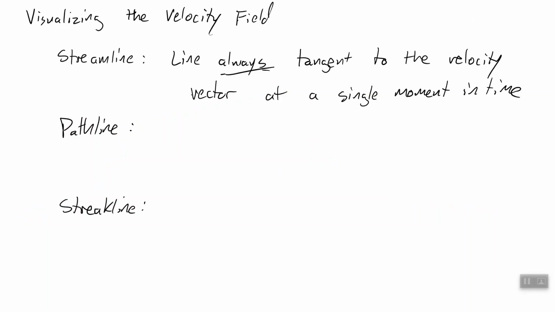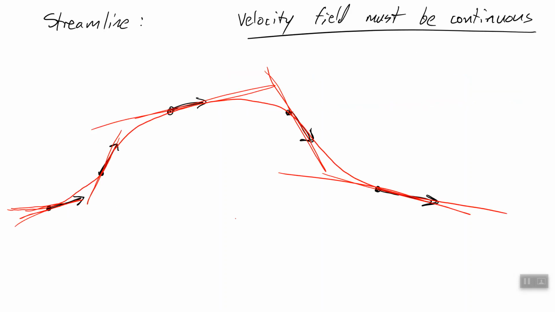That is a streamline, a line that's always tangent to the velocity vector. And this is for a single moment in time, right? So this is a snapshot.